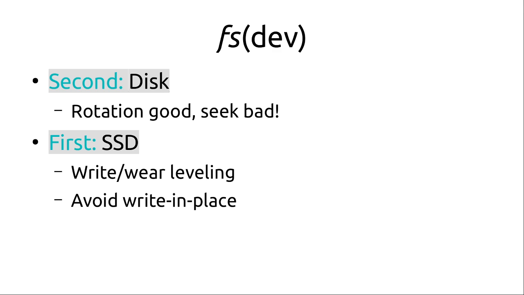Let's go back to disks and see if we can redesign the file systems, not just to have indices, but also to have indices and data tracking systems that very well map to the idea that rotation's good, seeks are bad, right? Sequentially accessing things on disk, good. Randomly accessing things on disk, bad, right?